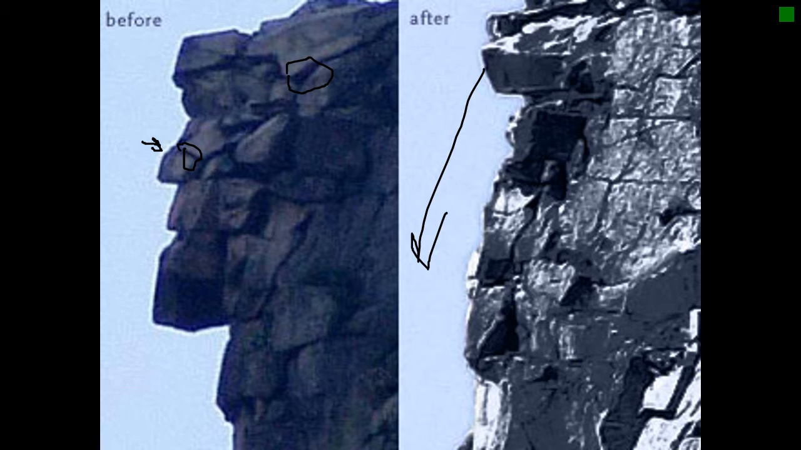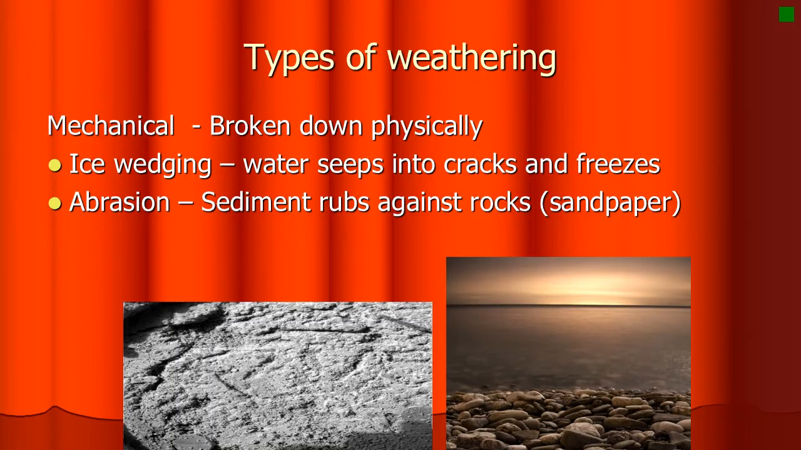On the other hand, the same type of thing happens to Mount Rushmore, but because it's a man-made sculpture, I guess you could call it, they continuously do repair work on that. All right, next one is called abrasion.